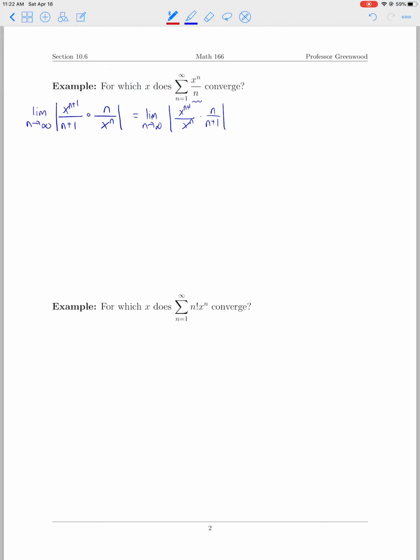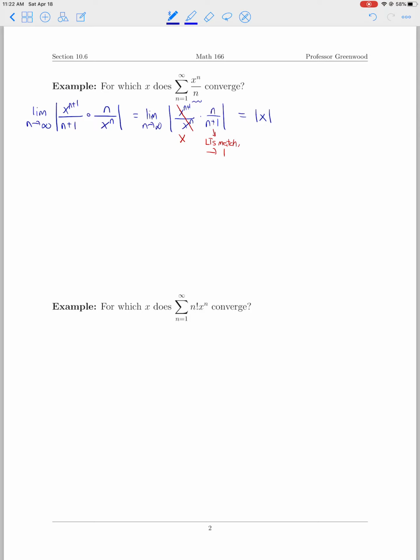And so first of all, this expression right here can simplify just to an x because most of the x's cancel between the numerator and the denominator. And then for this term right here, the leading terms match. And so this tends to 1. And so if I combine both of those facts together, then I can see that this limit is going to be just equal to the absolute value of x.